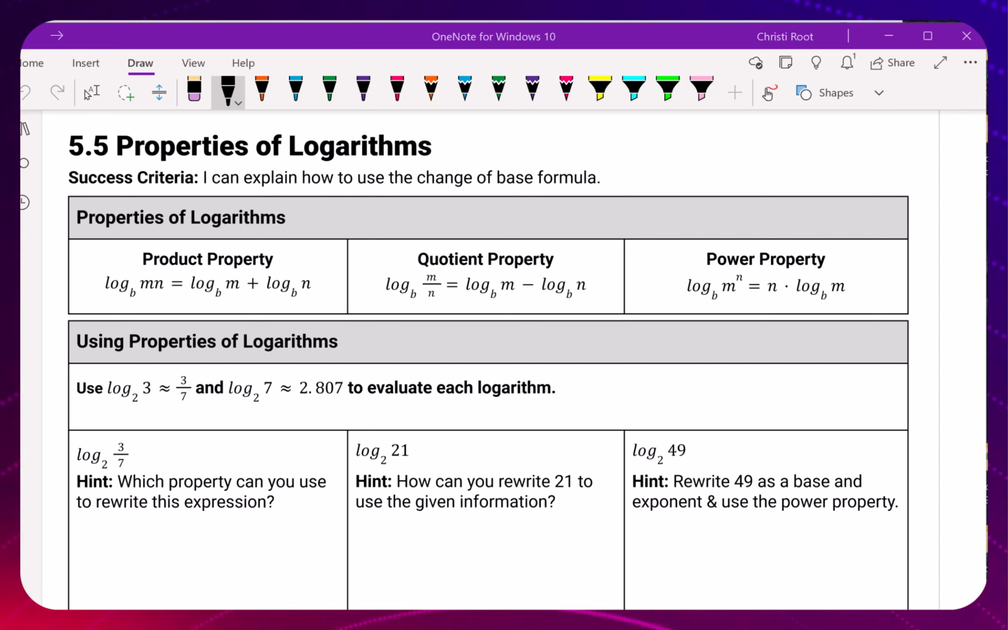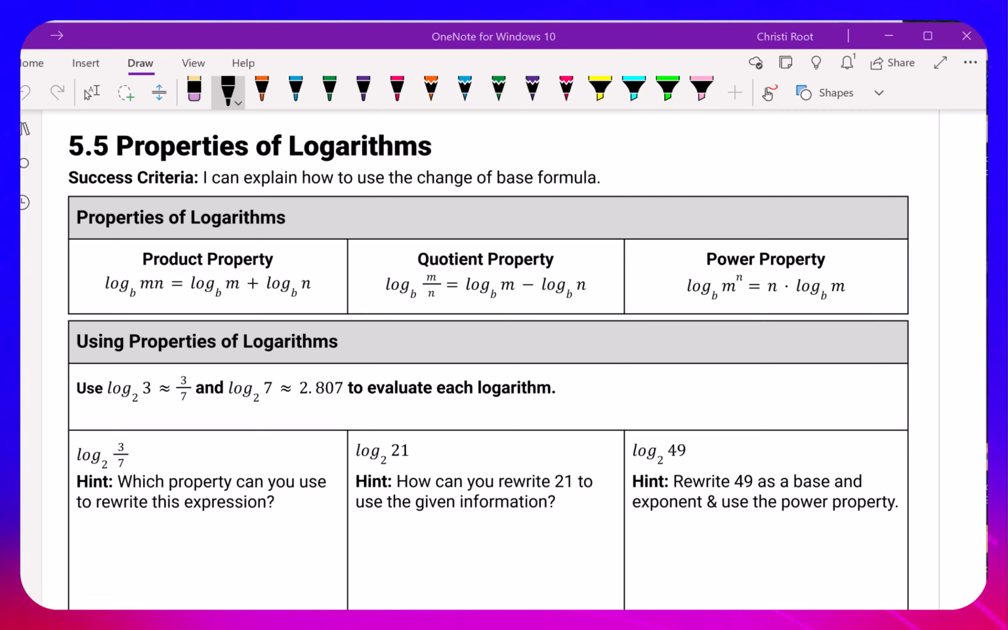Hello everyone, we're going to talk about lesson 5.5 today, properties of logarithms. This is part 1, and in part 2 we're going to talk about change of base. Properties of logarithms are used to solve logarithmic and exponential equations.